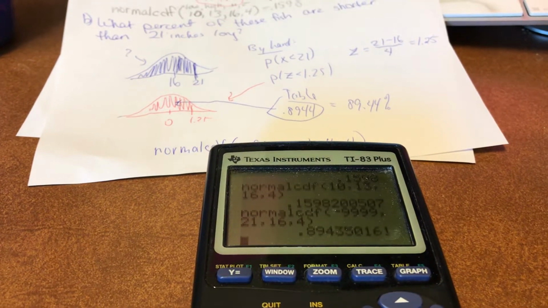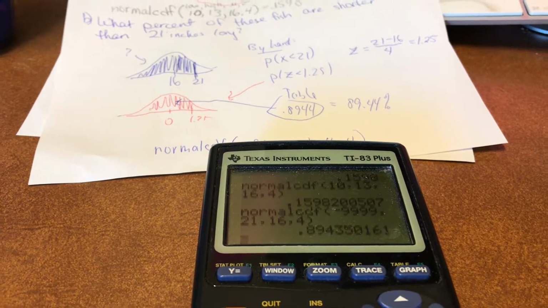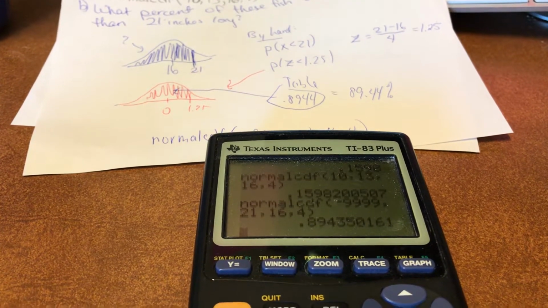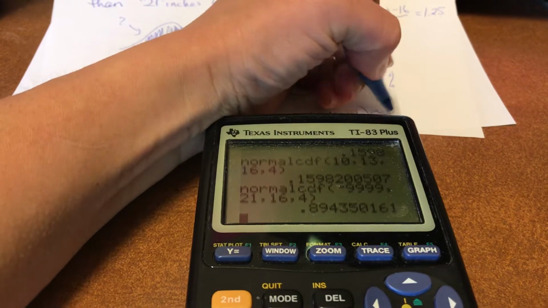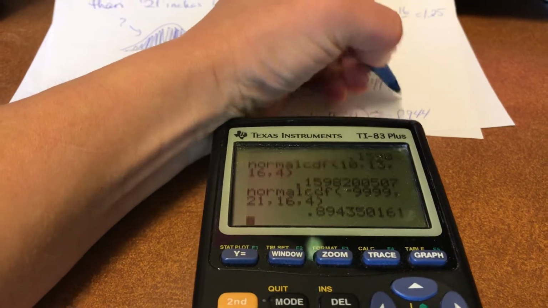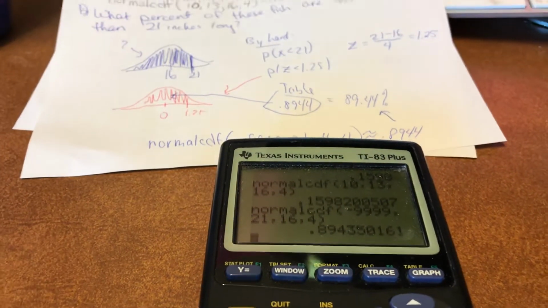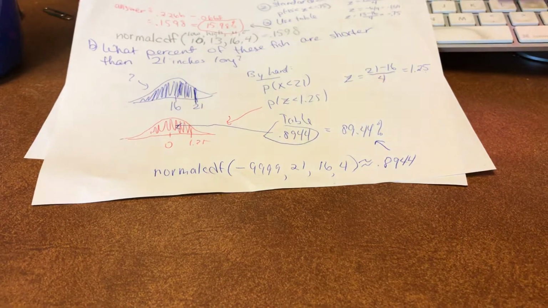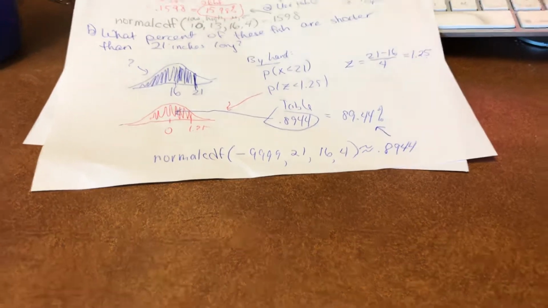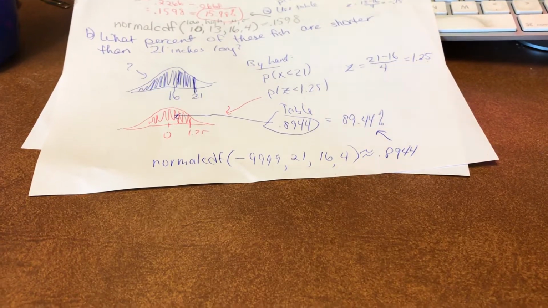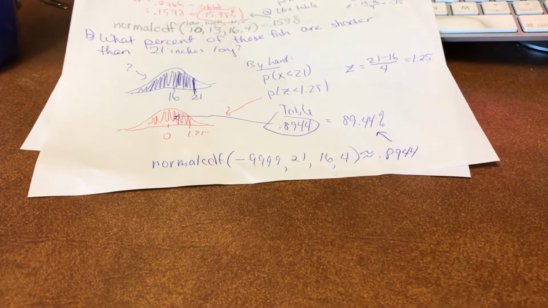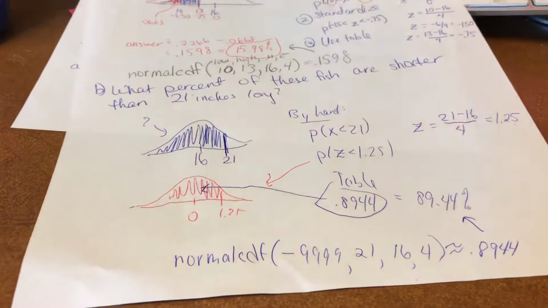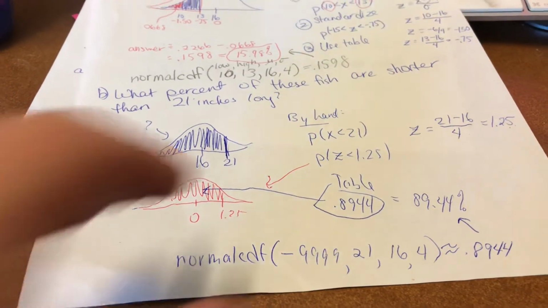And we get about 89.44% if we round to 4 decimal places, 0.8944. And we see that once again, it exactly matches what we did by hand. So that's how you do this direction. I give you cutoffs, I ask you for percents. You either use the normal CDF, lower, upper, mean, standard deviation, or you do it by hand, standardizing, and then using your table and figuring out how your areas match what you want.